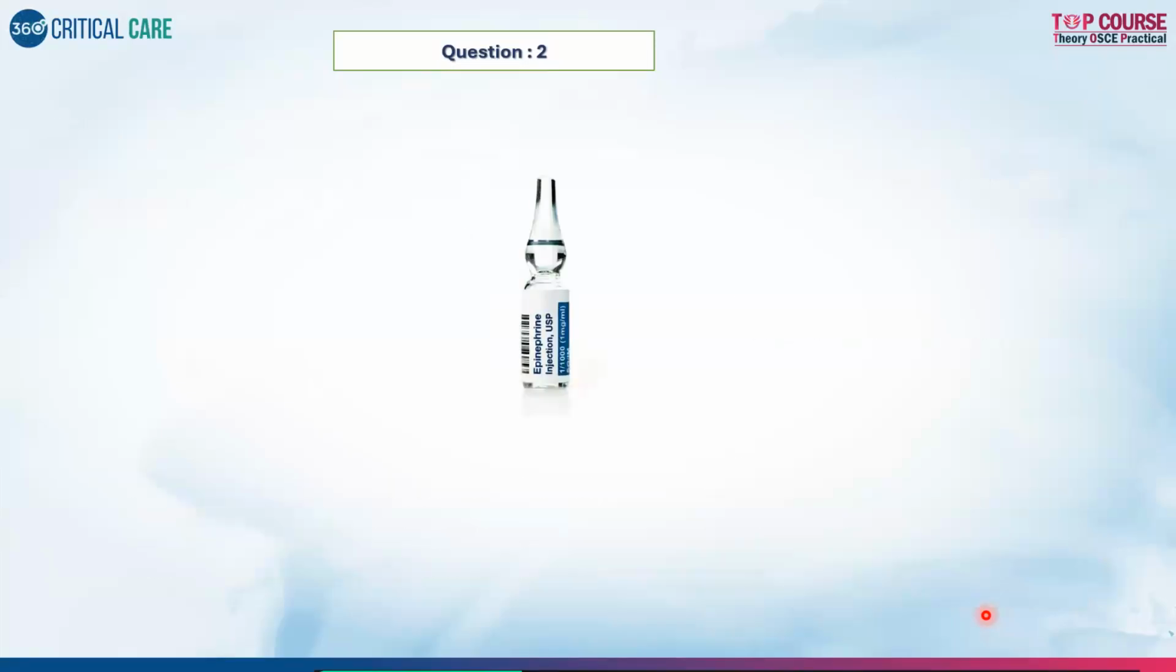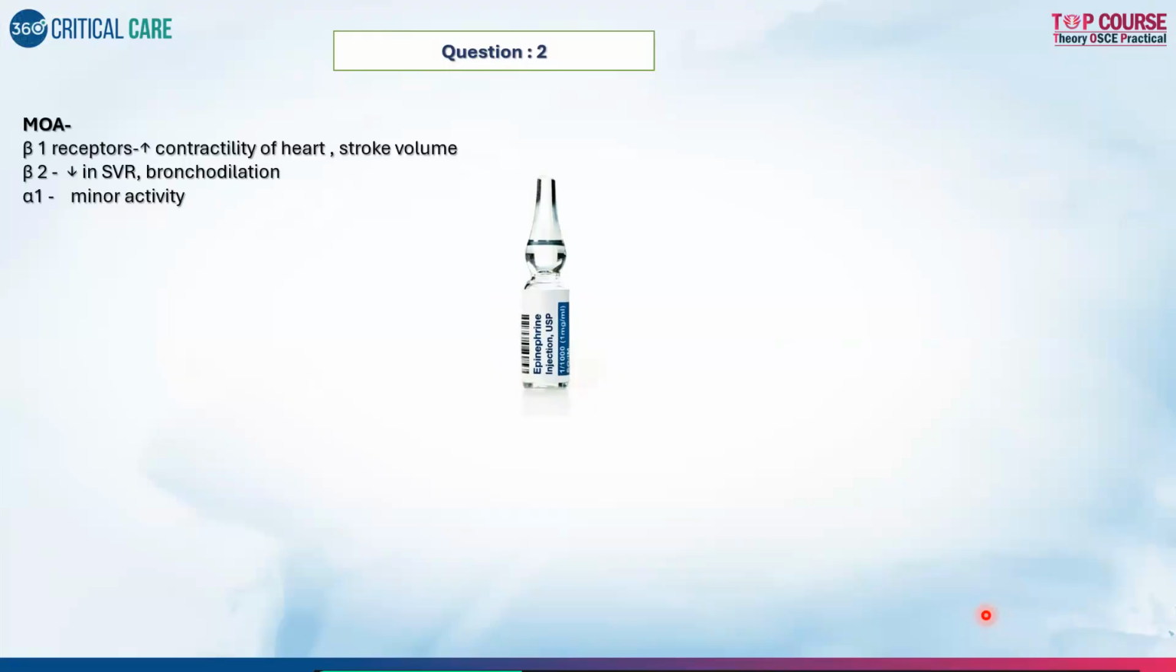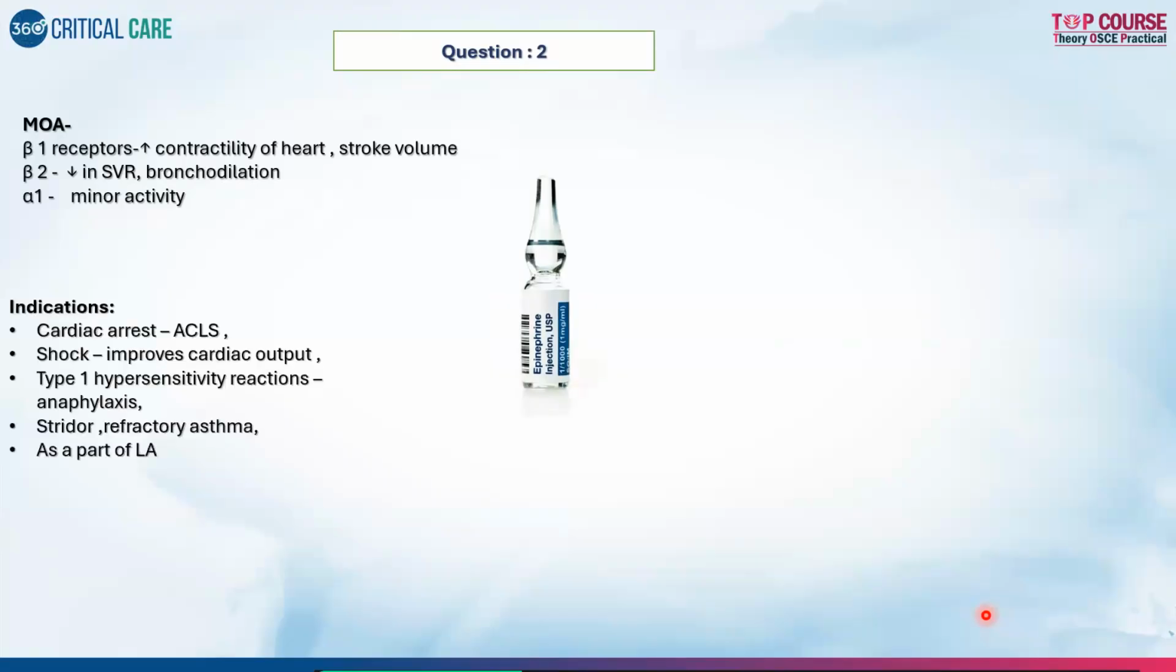This is the second drug, which is the adrenaline. It comes in an ampule of 1:1000, that is 1 milligram per ml. Mechanism being it acts on the beta-1 receptors, beta-2 receptors. It decreases the systemic vascular resistance, causes bronchodilation, and there is some minor activity of alpha-1 receptor as well. Indicated in case of cardiac arrest, ACLS, shock. Okay, it improves the cardiac output.